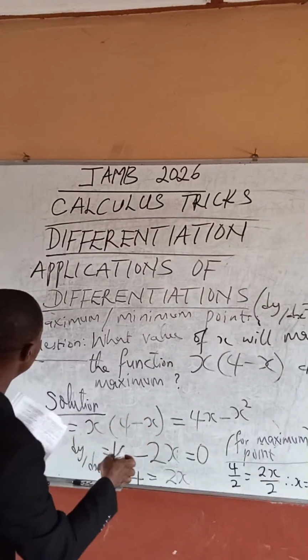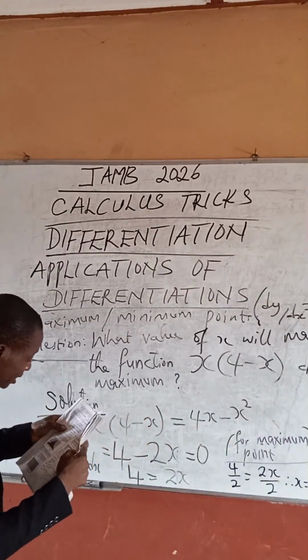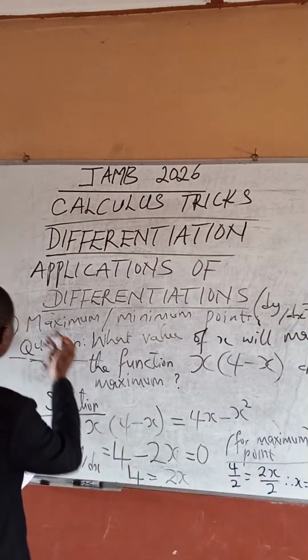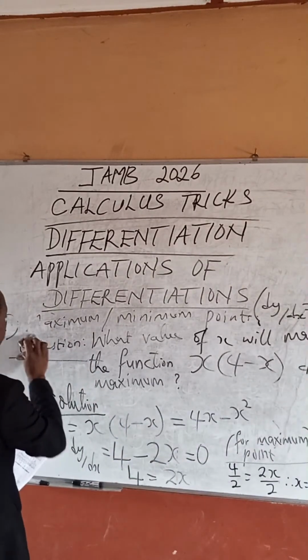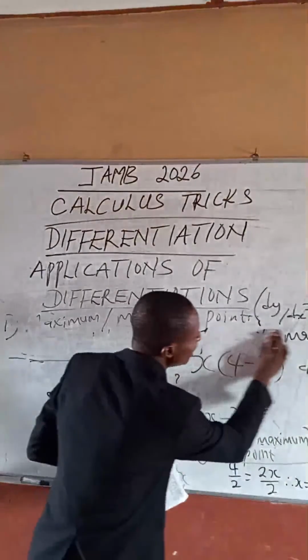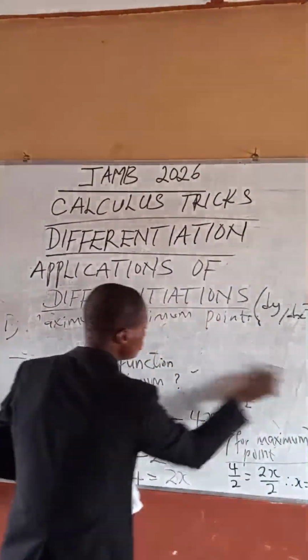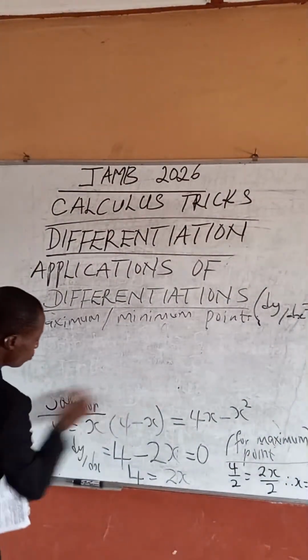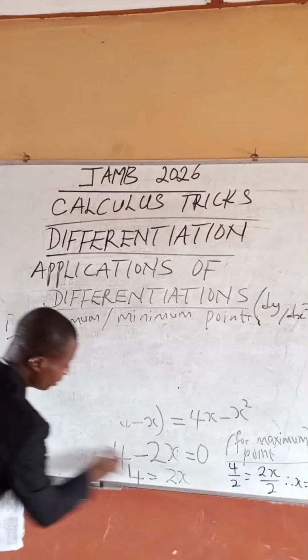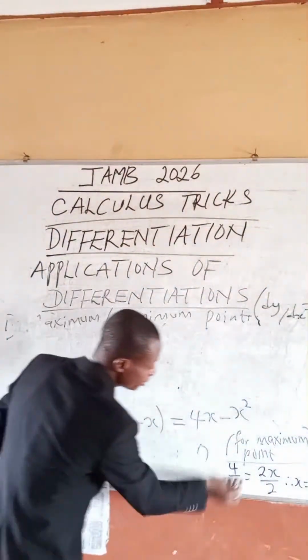Let me quickly proceed. Remember this is the 4th one. Let me write it so that you can have a better view of what we are saying here. We are still on maximum and minimum distance. I hope this one is understood. Please do well to study calculus. It is a major JAMB topic. Okay? JAMB always sets calculus.